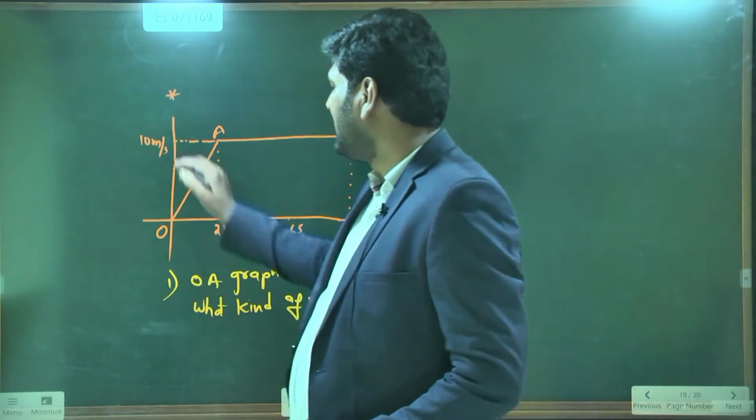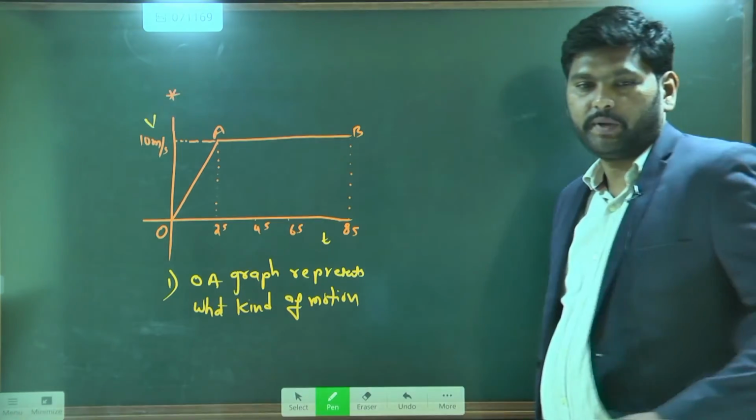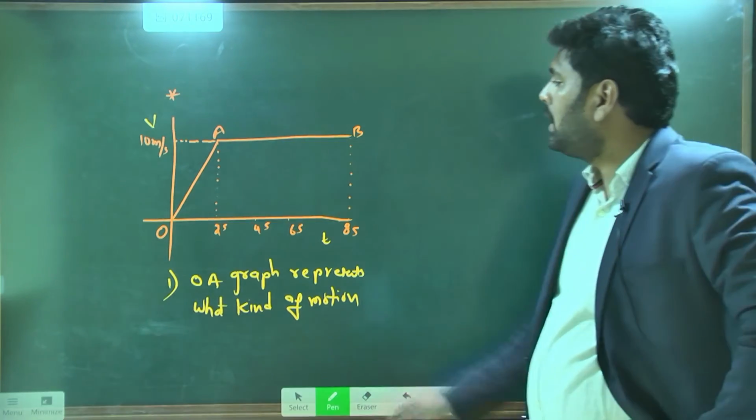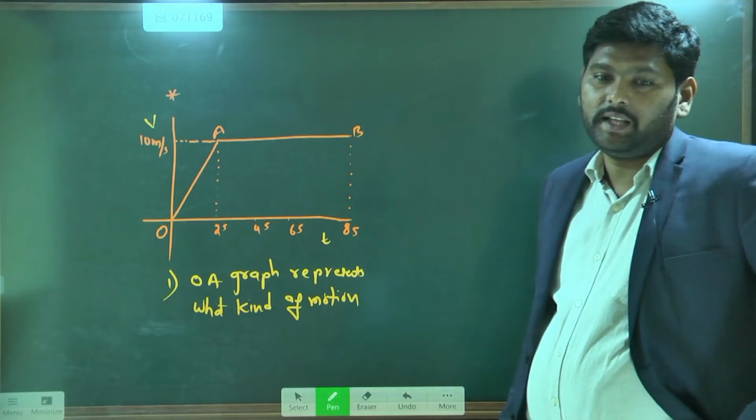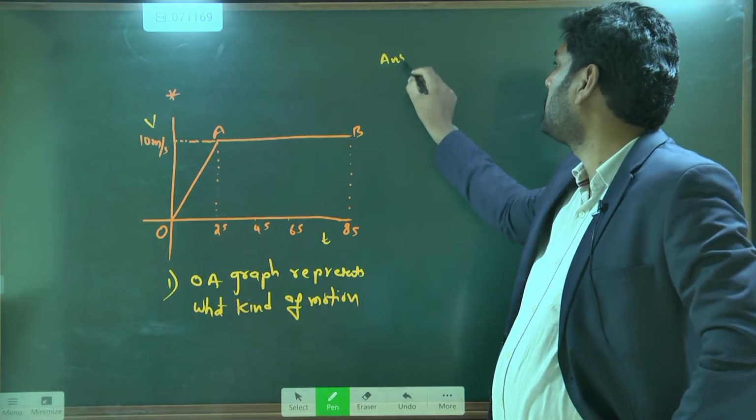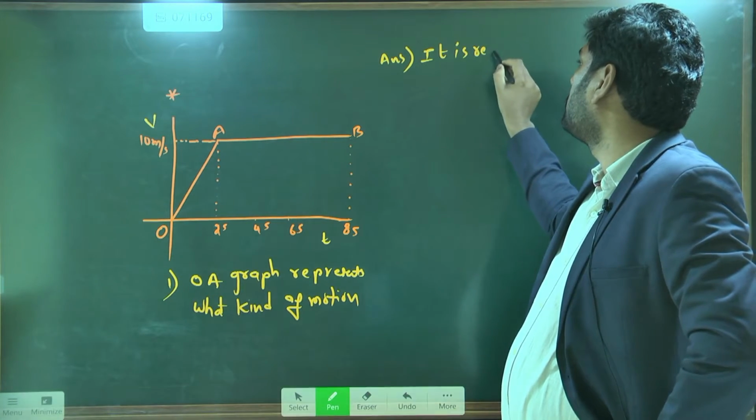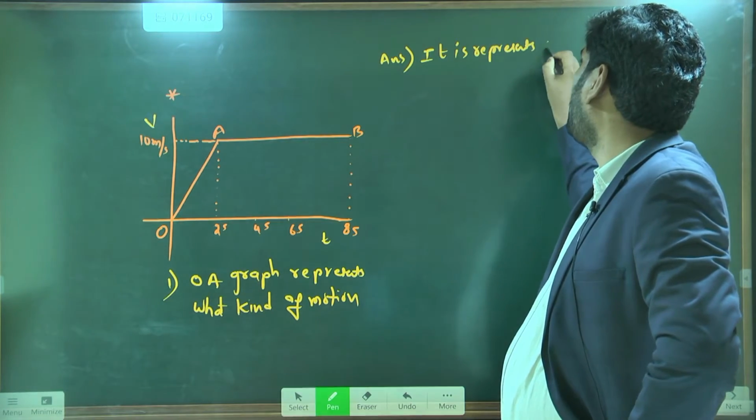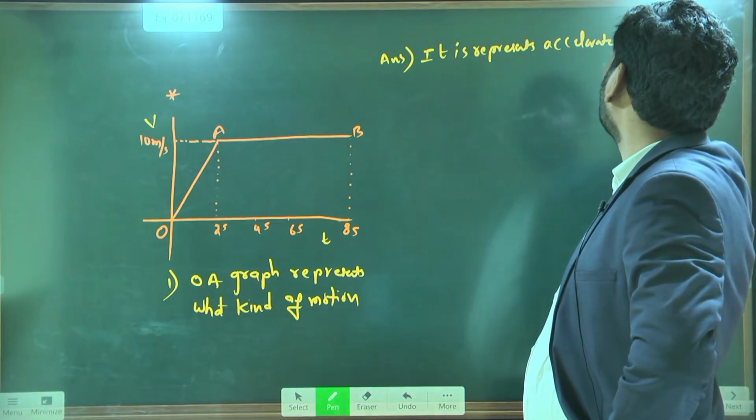Yeah, very good. This is a speed versus time graph. When this is a speed versus time graph, what does the OA graph represent? Yeah, accelerated motion. Very good. The answer is, it represents accelerated motion.